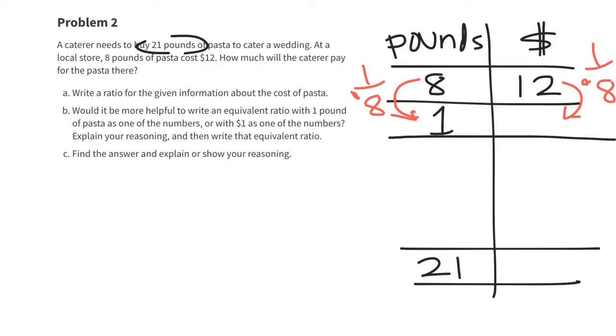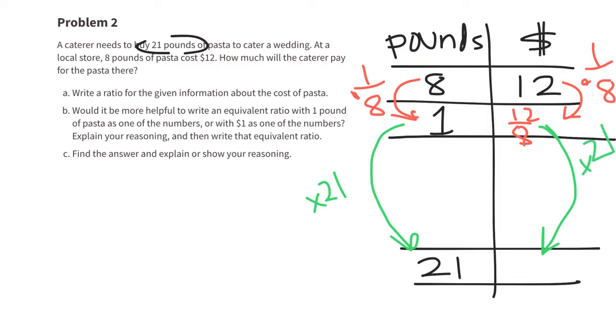So 12 times 1/8, that gives us 12/8. Oh, my pen is having issues. 12/8. So now we want to turn that 1 into a 21. How do we do that? We multiply by 21. So what are we going to do over here? We're just going to multiply by 21. So now we have to do 12/8 times 21. So we're going to do a little bit of fancy math with our calculator, because we don't need to do this in our head.